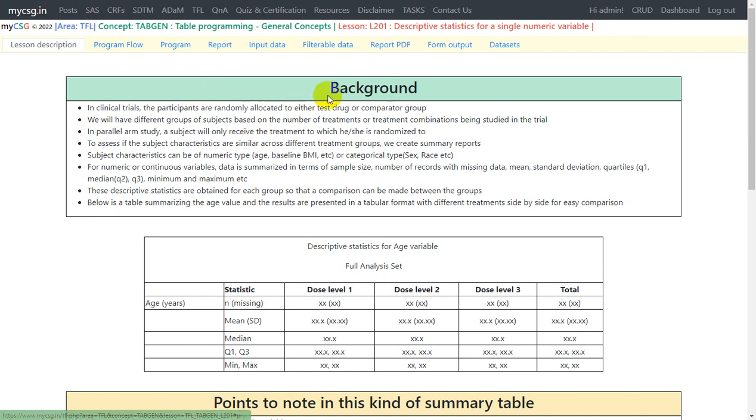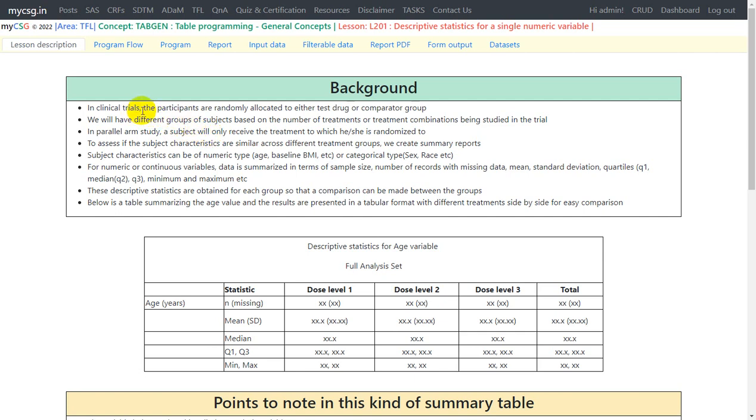In this video, we will take a look at the lesson which is related to getting descriptive statistics for a single numeric variable. This video is part of the table programming general concepts series. So we will now go to the background which is related to TFL programming.